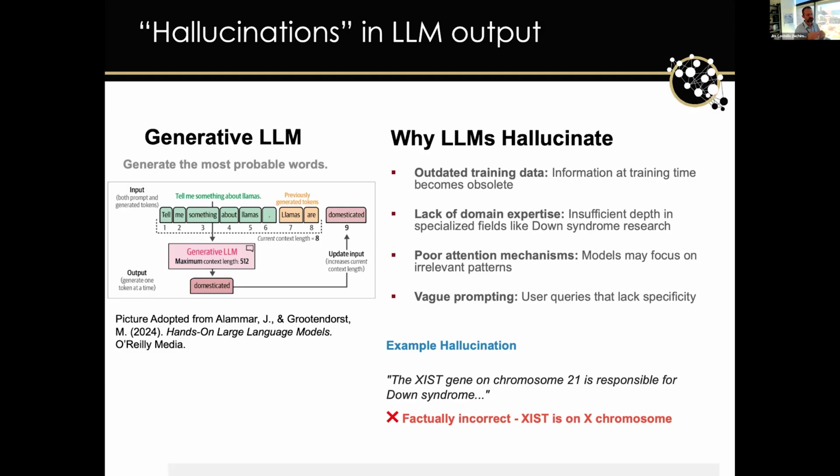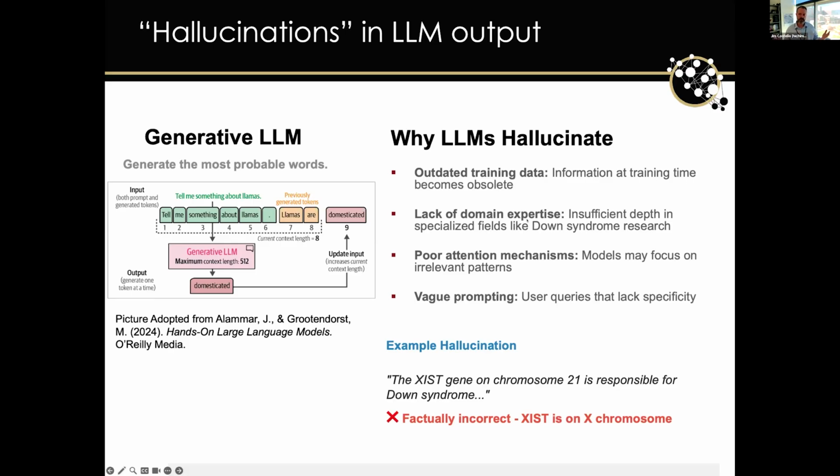So, there's no mystery here. This is all basically probabilities of likely words to come based off of how it was trained and the data that was used to train it. So if you have outdated training data, it might give you bad information or false information if the information it was trained on isn't up to date with the current research.